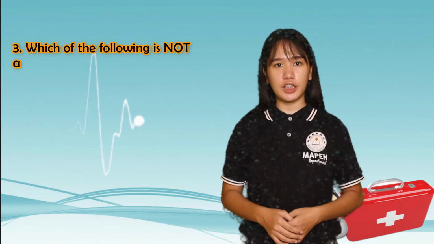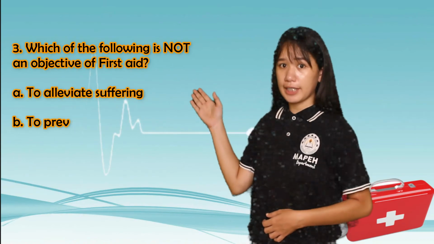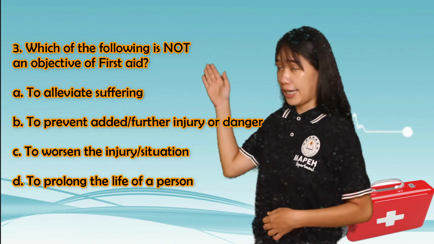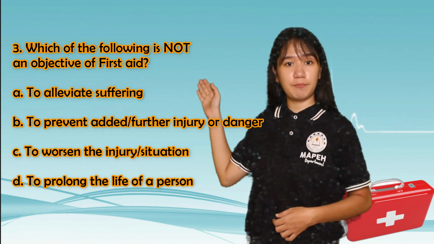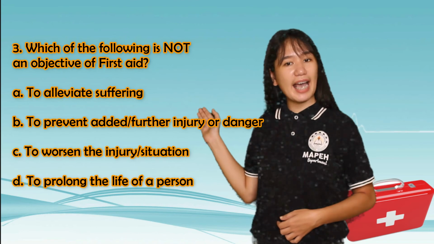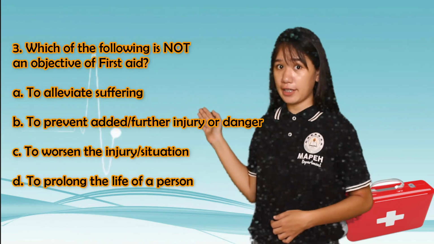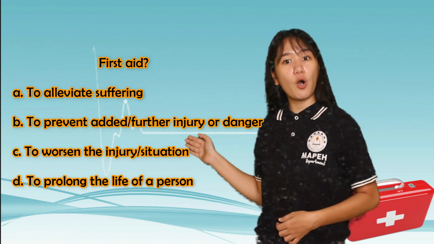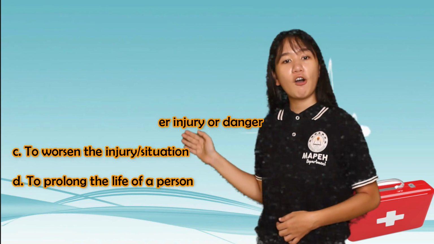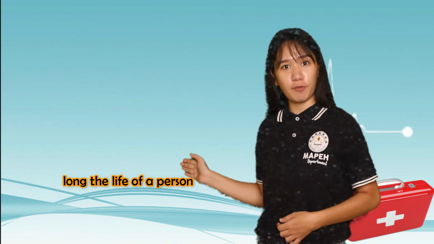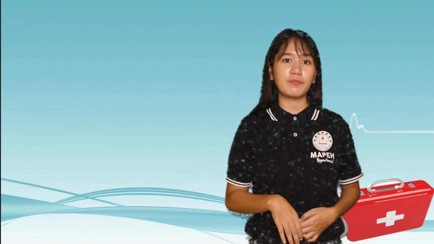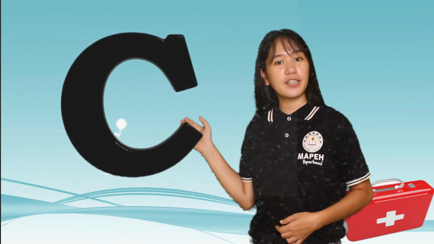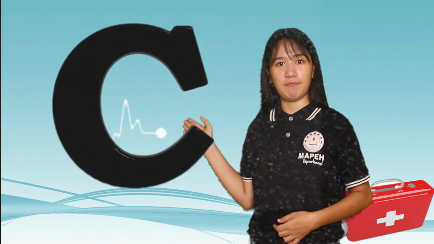And the last question is, which of the following is not an objective of first aid? Letter A, to alleviate suffering. B, to prevent added or further injury or danger. Letter C, to worsen the injury or the situation. Or D, to prolong the life of a person. The correct answer is letter C, to worsen the injury or the situation.